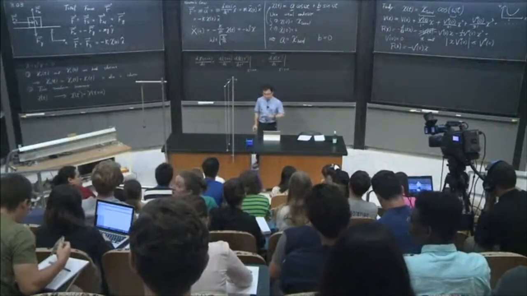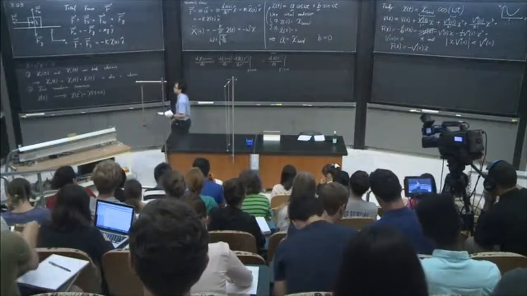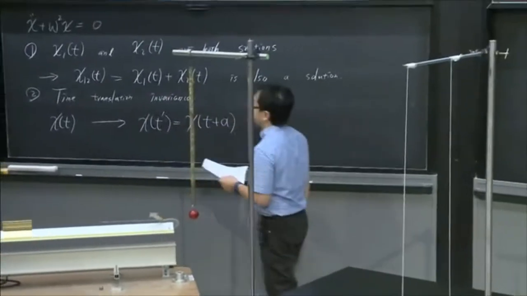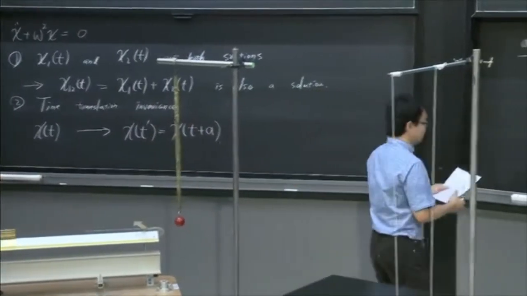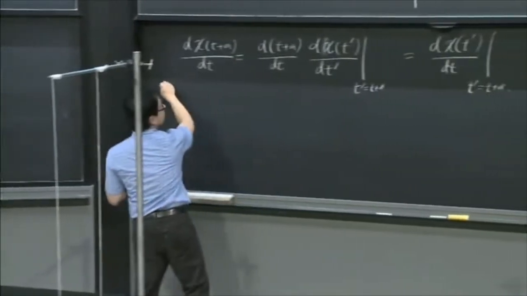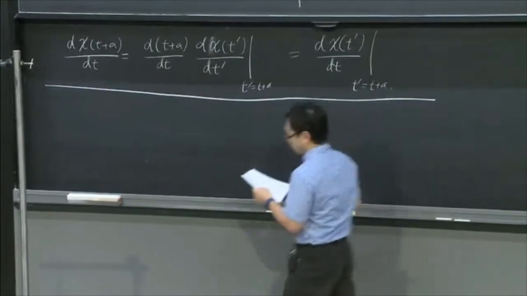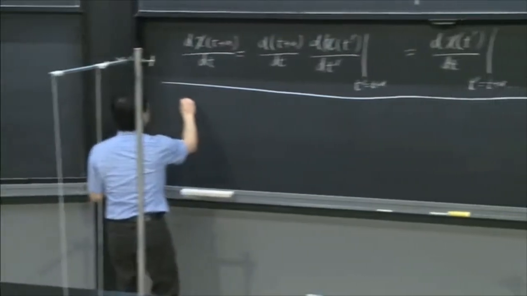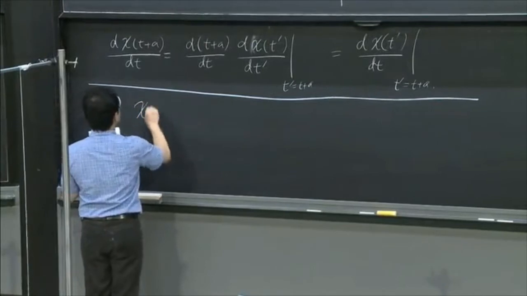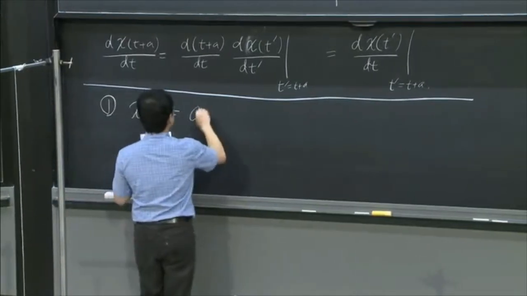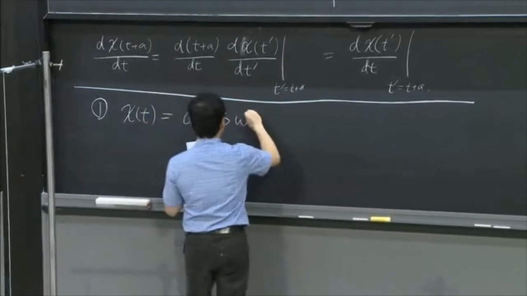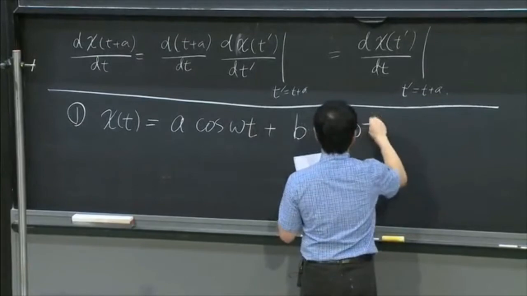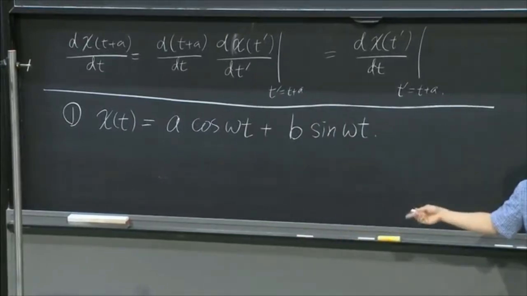Welcome back, everybody. We will continue the discussion of this equation of motion, x double dot plus omega square x equal to 0. There are 3 possible ways to write the solution to this equation. The first one, as I mentioned before, x of t equal to A cosine omega t plus B sine omega t. This is the functional form we have been using before.